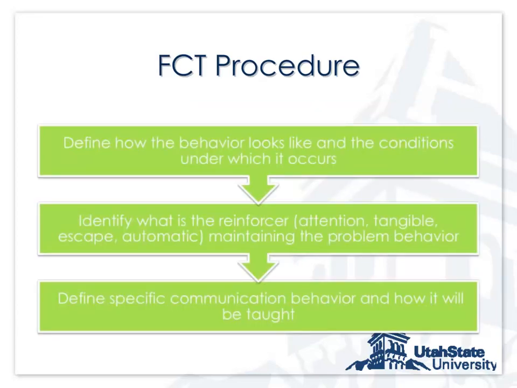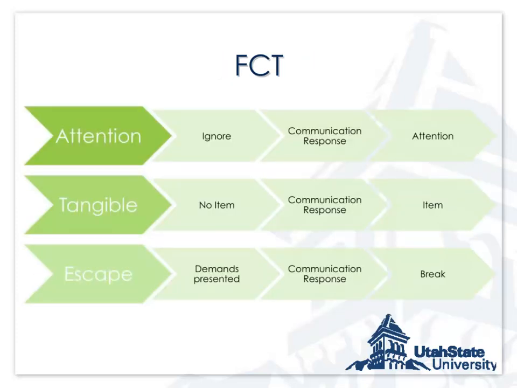Implementing a functional communication training intervention requires you to first define how the behavior looks and the conditions under which it occurs. This will allow you to identify the reinforcer that maintains the problem behavior and select the appropriate communicative response that matches the function of the behavior. As for DRA, FCT procedures look slightly different depending on the function of behavior. For problem behavior that is maintained by attention, the individual should receive attention after engaging in the communicative response.